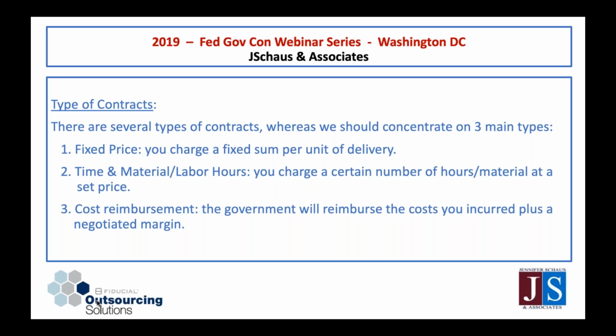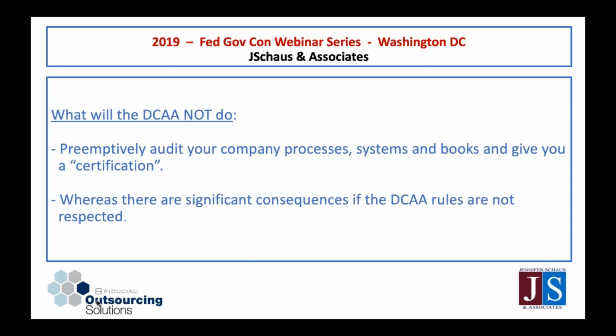The second type of contract has a different flavor. There, you will charge the government on the basis of a price that you had fixed beforehand, but for a number of units, or more specifically a number of hours, that you cannot determine before the delivery has started. So you will need to keep track of all the hours spent on each project. This is what is called the time and material.